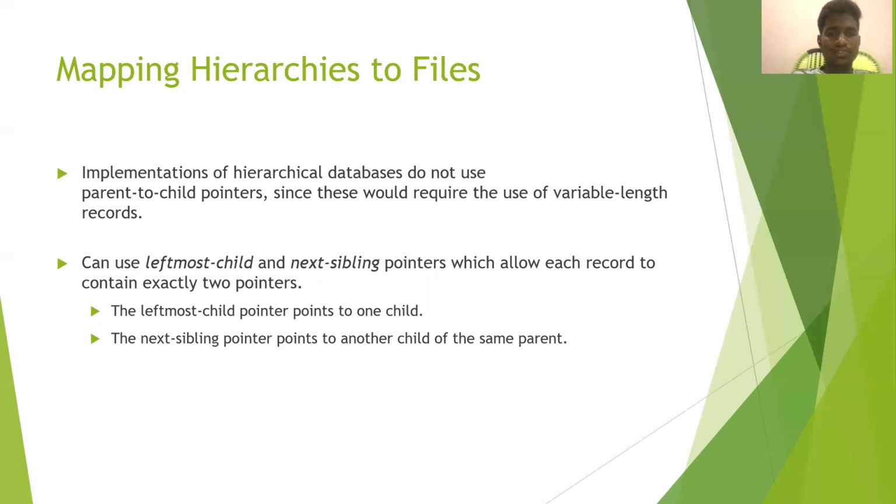Mapping hierarchies to files. Implementation of a hierarchical database does not use parent to child pointers, since these pointers require the use of variable length records. We can use leftmost child and next sibling pointers, which allow each record to contain exactly two pointers. The leftmost child pointer points to one child. The next sibling pointer points to another child of the same parent.